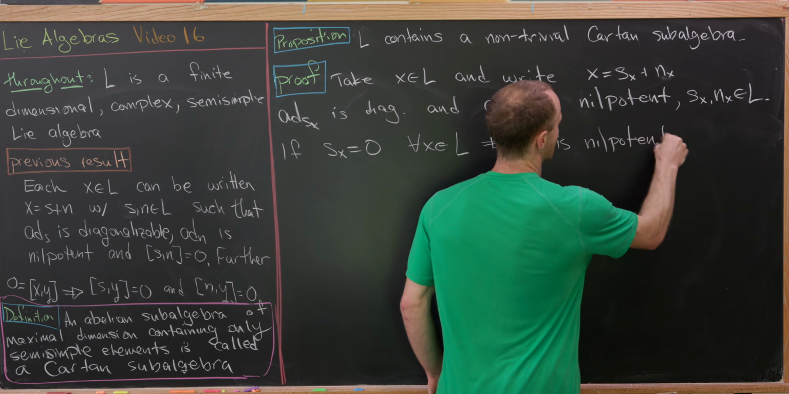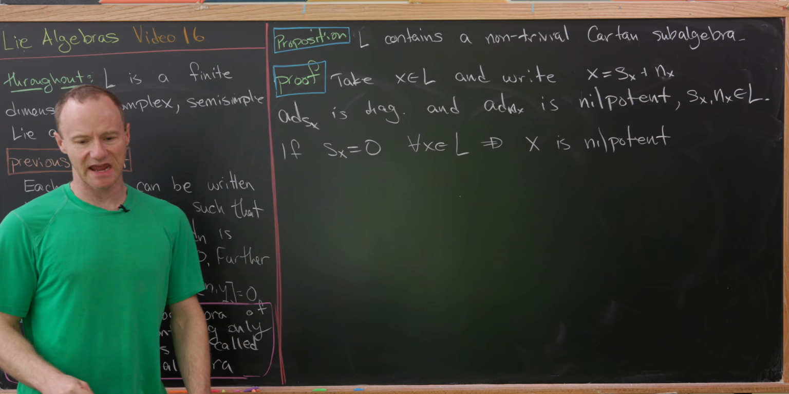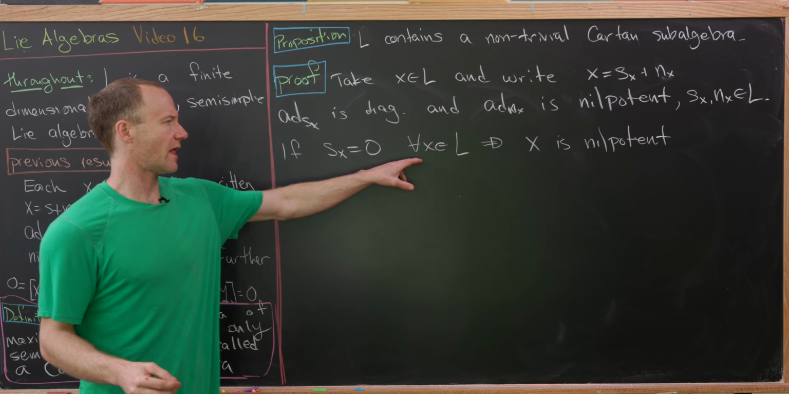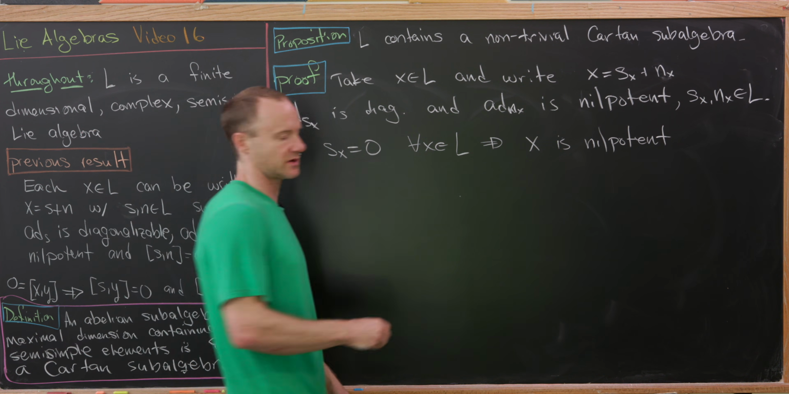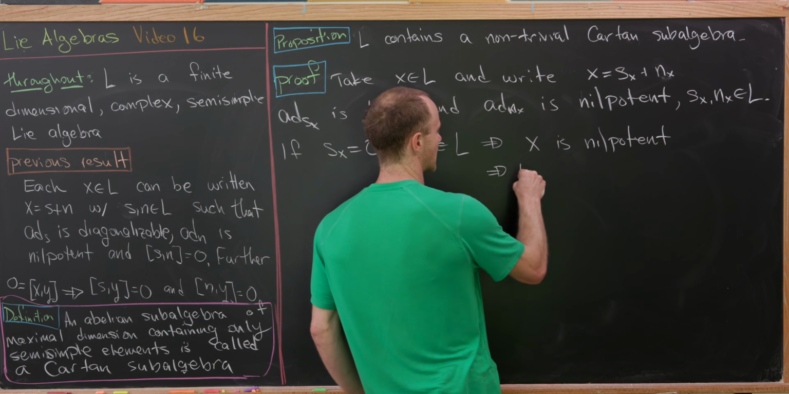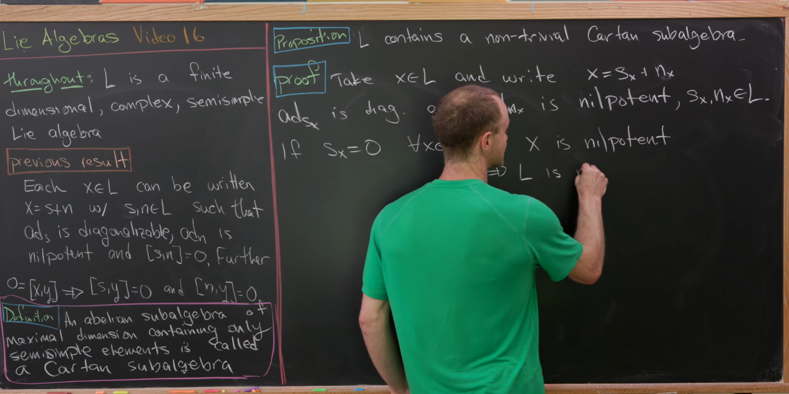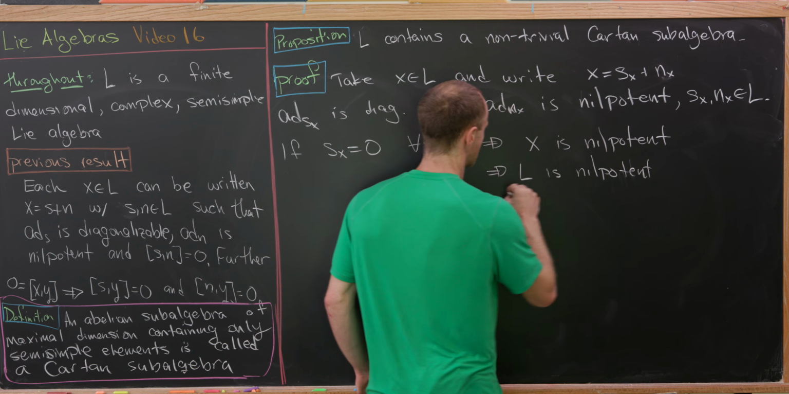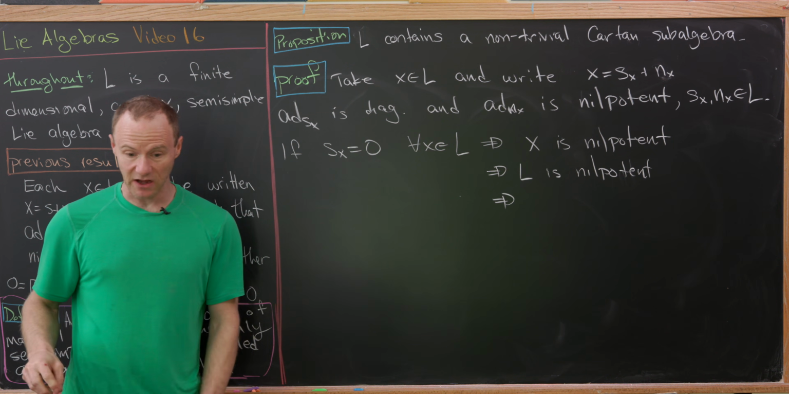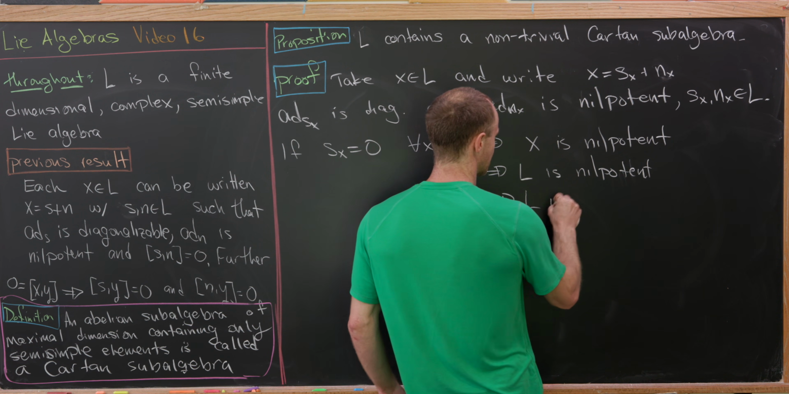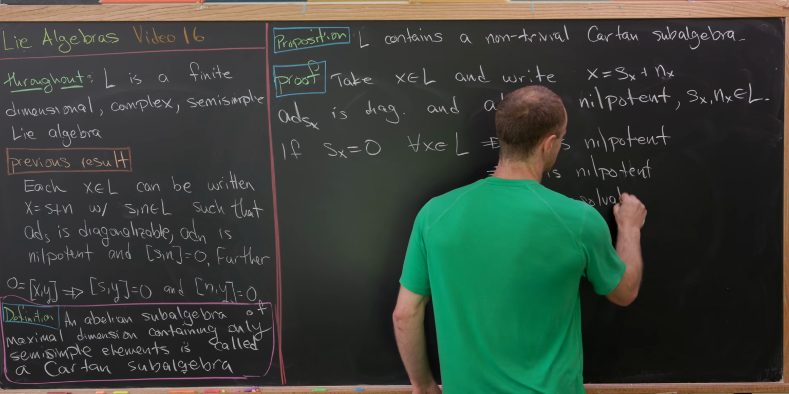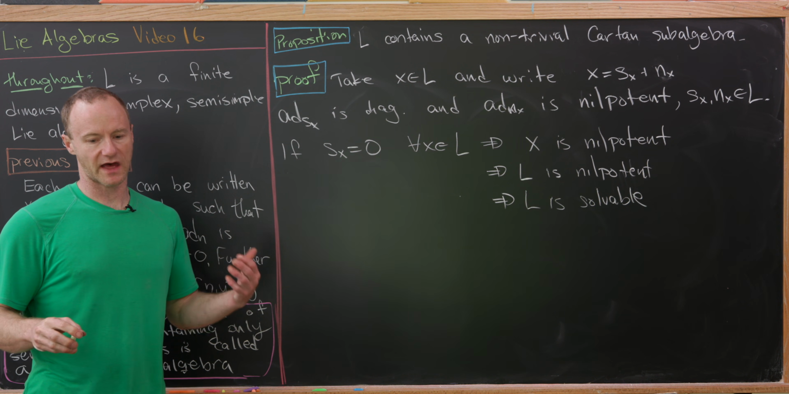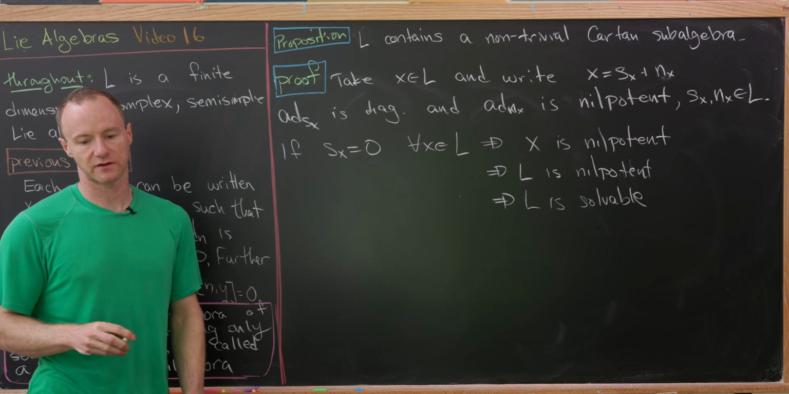Why is that? That's because it just contains its nilpotent part. But it's nilpotent for all elements of the Lie algebra. But if all elements of the Lie algebra are nilpotent, then the Lie algebra itself is nilpotent. Now if the Lie algebra itself is nilpotent, that means that the Lie algebra is solvable. Just recall we proved that earlier, that nilpotent implies solvable.